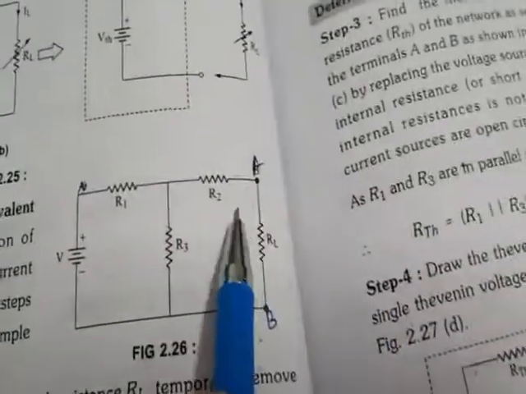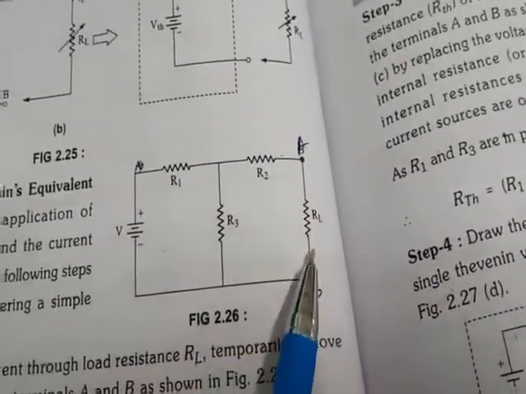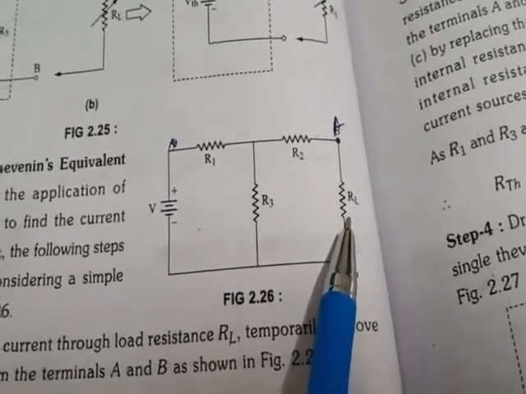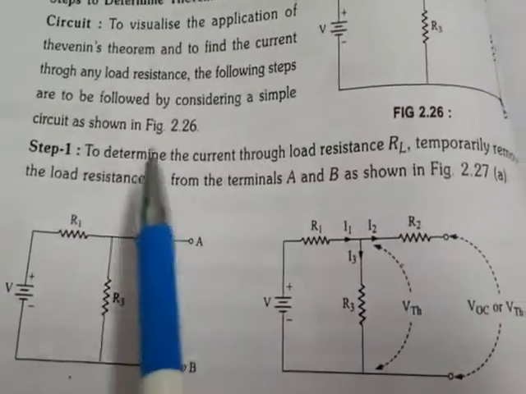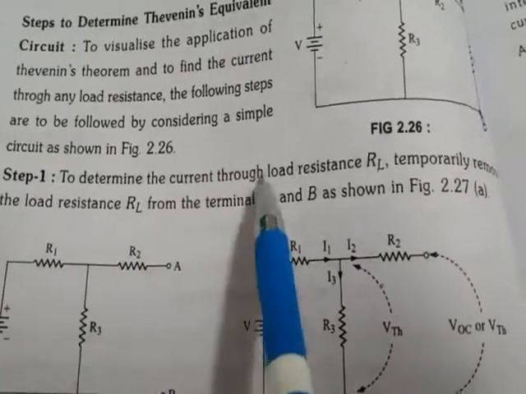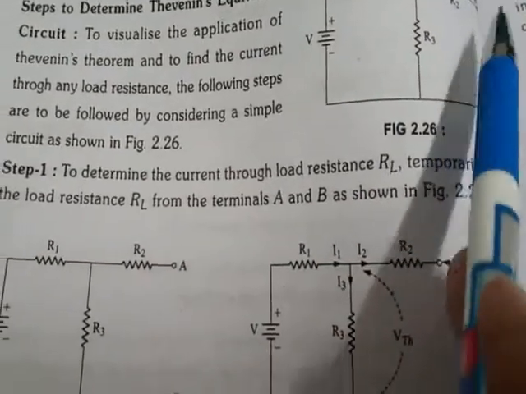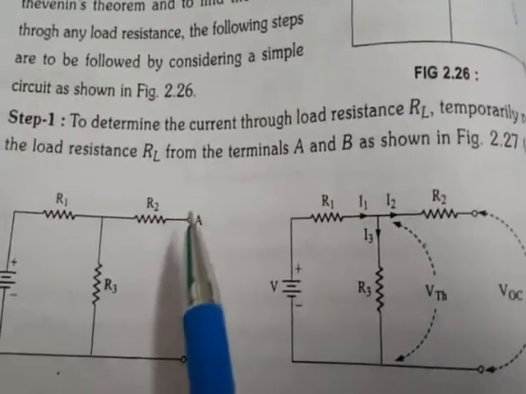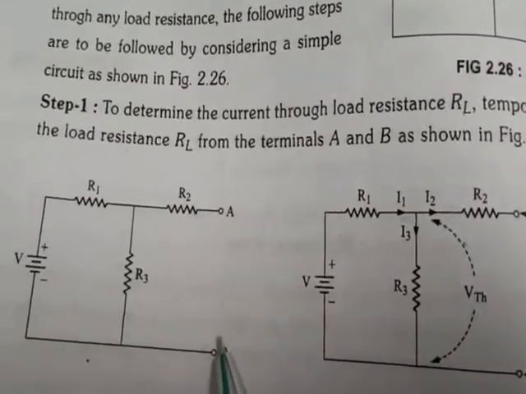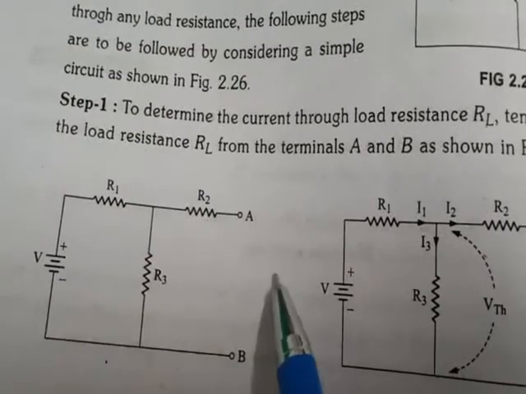So here you can see that A and B are the two terminals where the load resistance RL is connected. In the first step, to determine the current through the load resistance RL, temporarily remove this load resistance, whatever it is, connected between A and B.